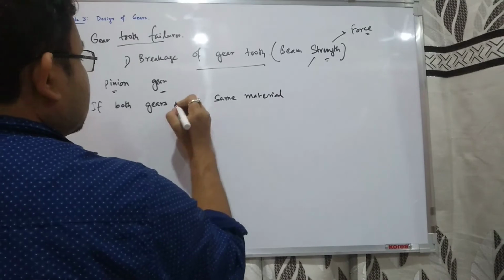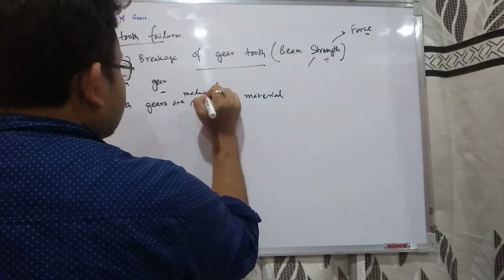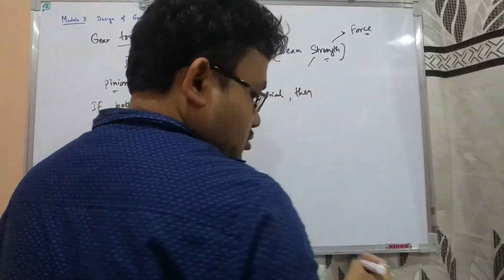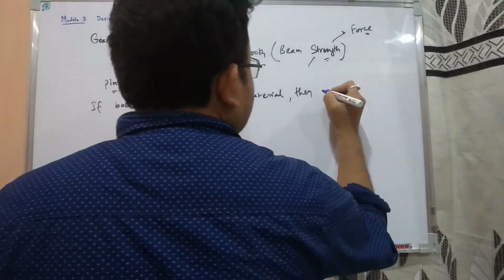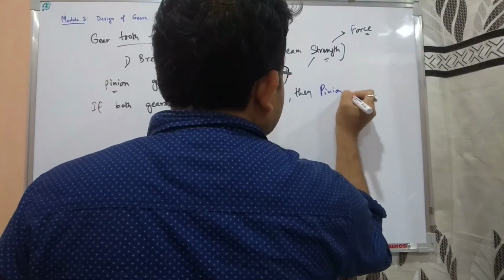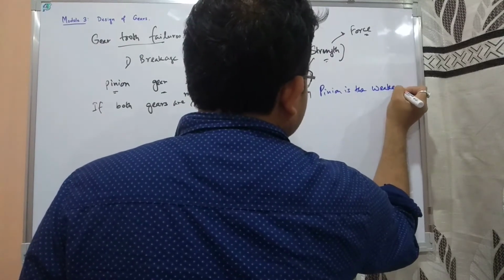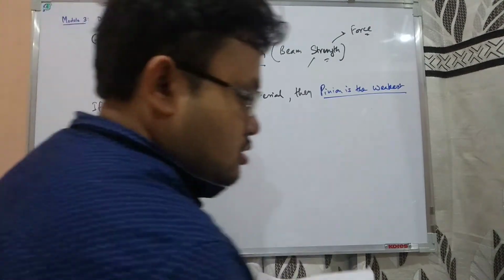Actually, you should write that both are made of the same material. Then remember, the pinion is the weakest. Remember this. Okay, pinion is the weakest, right?